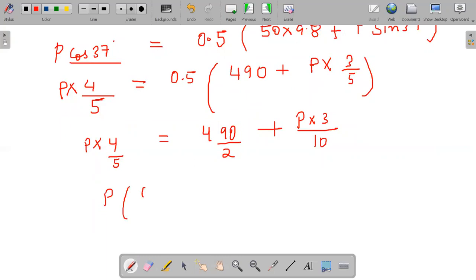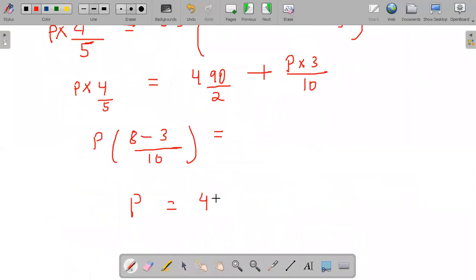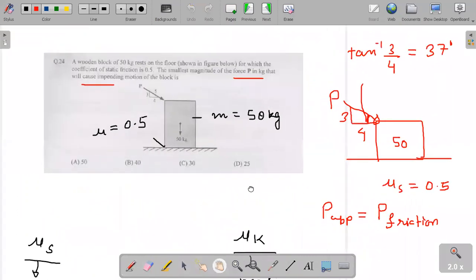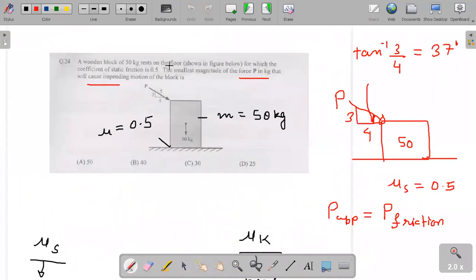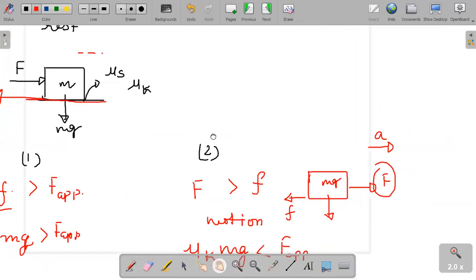P common 8 minus 3 will be 10. 490 आ रहा है. Yes sir. Yeah, 490. P equal to 490. It is in Newton. ठीक है? But in the question it is asked in kg. P in kg. So it should be 50. Means 490 divided by 9.8, 50. Okay. ठीक.